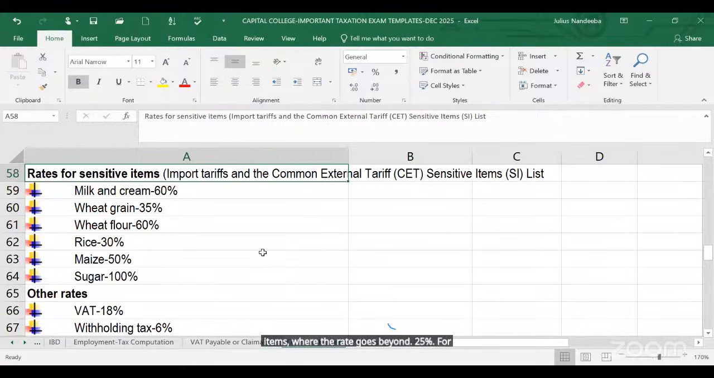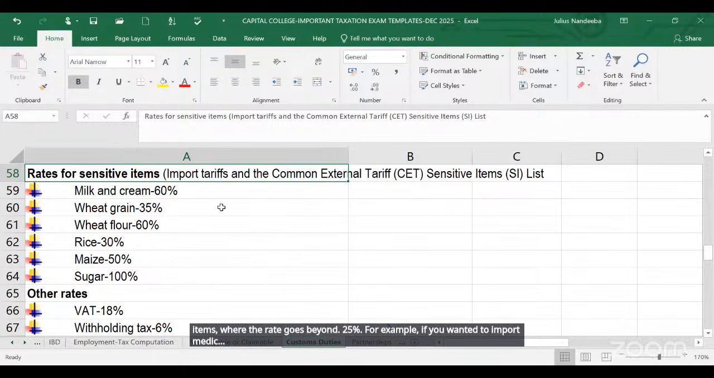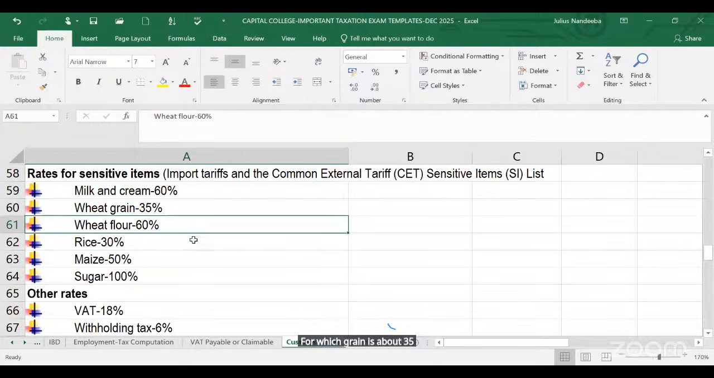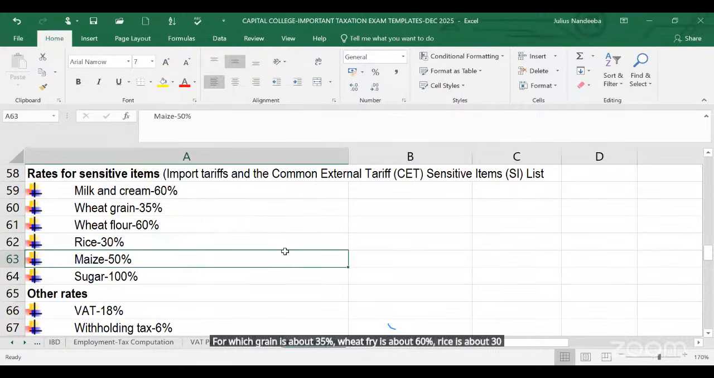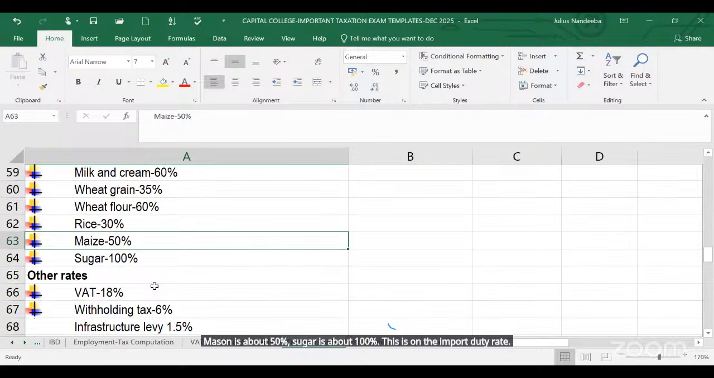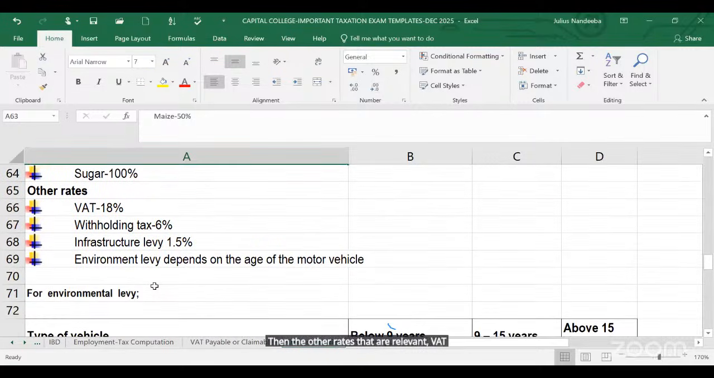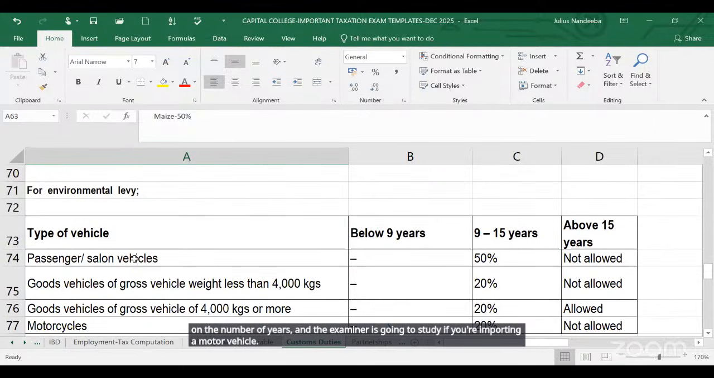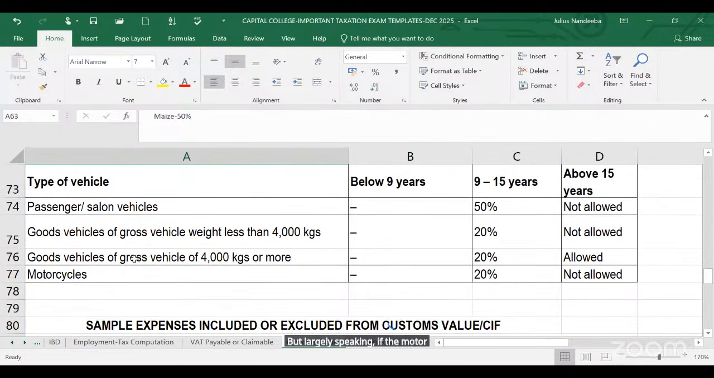But there are also what we call sensitive items where the rate goes beyond 25%. For example, if you wanted to import milk and cream, the rate is as far as 60%. For wheat grain is about 35%, wheat flour is about 60%, rice is about 30%, maize is about 50%, sugar is about 100%. This is on the import duty rate. Then the other rates that are relevant: VAT 18%, withholding tax 6%, infrastructure levy 1.5%, and then the environmental levy is going to be dependent on the number of years, and the examiner is going to tell you if you're importing a motor vehicle.